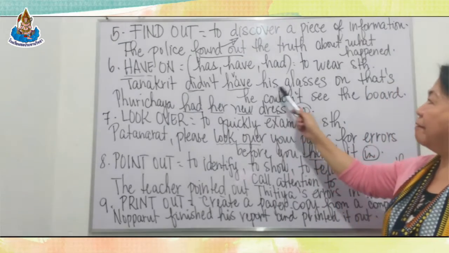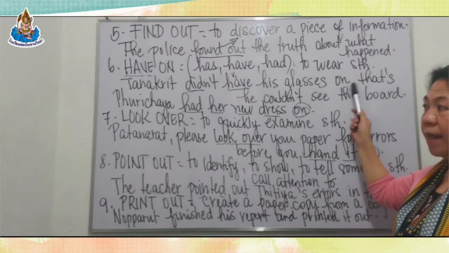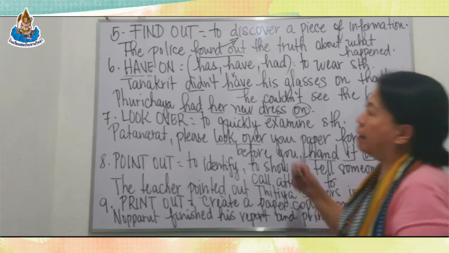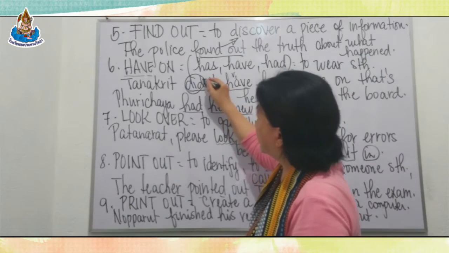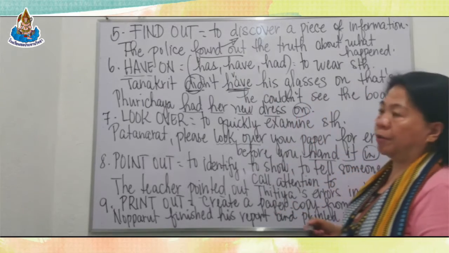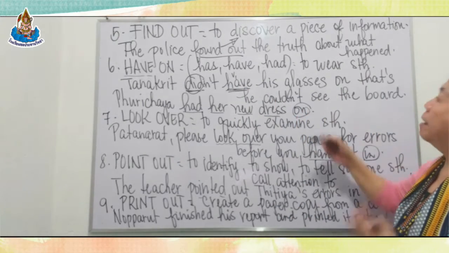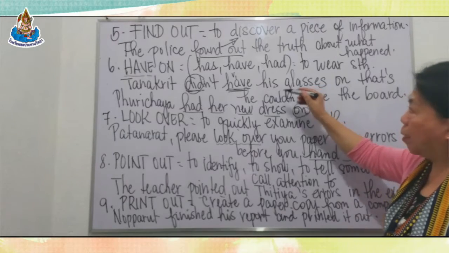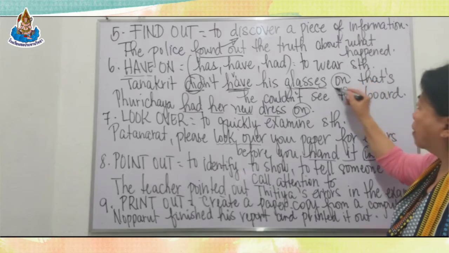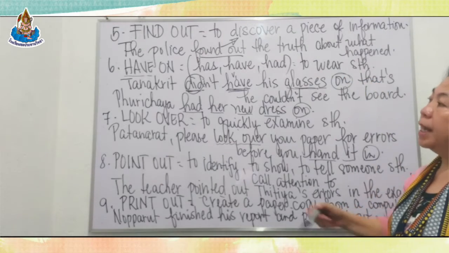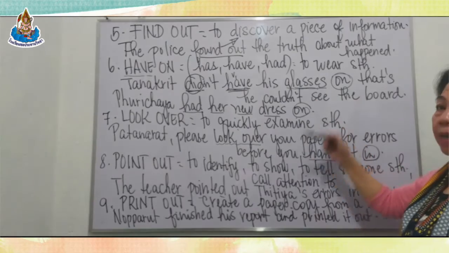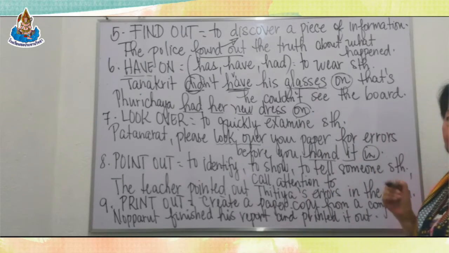So, for example, Tanakrit didn't have his glasses on. That's why he couldn't see the board. Again, here we made use of the past tense, but using did means that you need to use verb one. And what is the direct object of the phrasal verb? We have your glasses and then the particle, which is on. Meaning, Tanakrit didn't wear his eyeglasses. That's why he couldn't see the board.